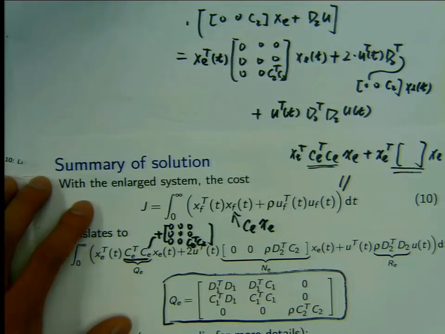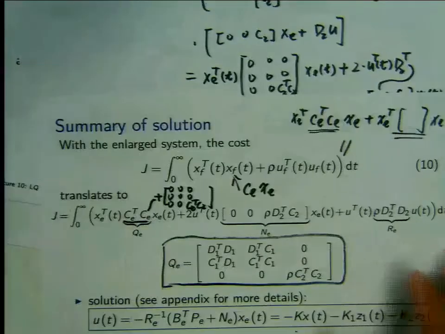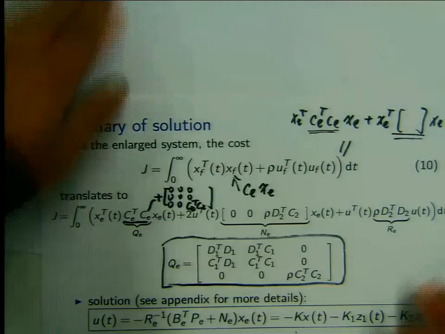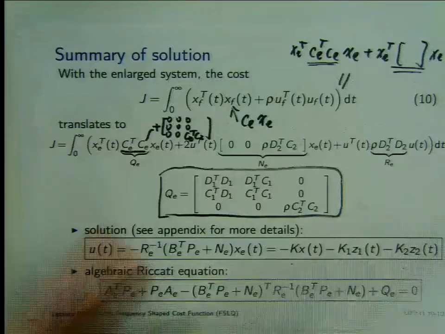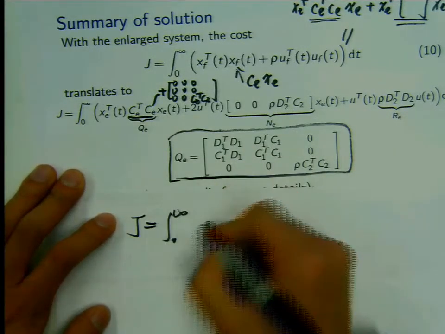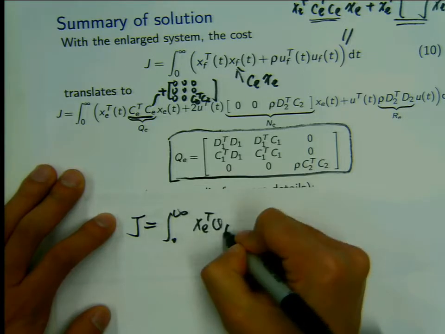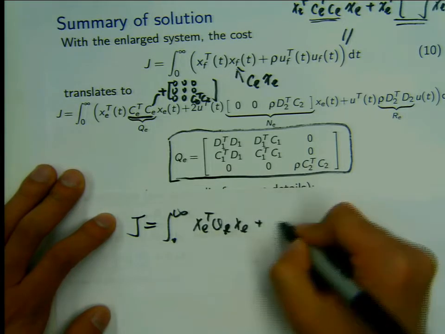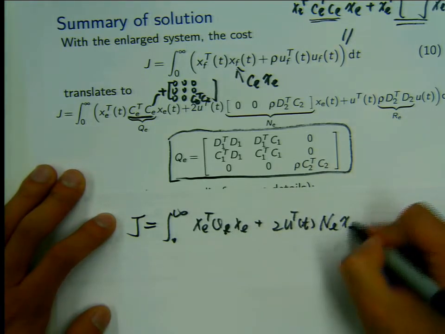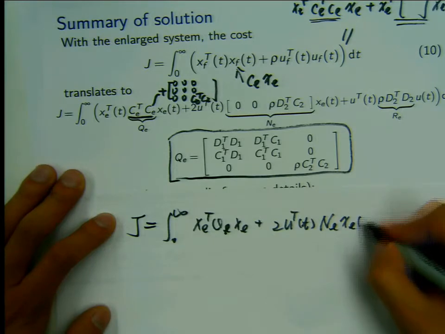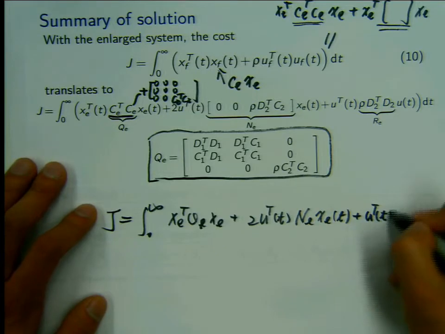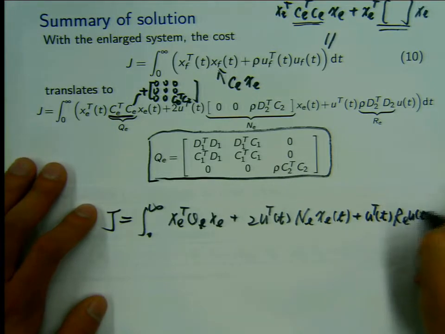Okay? So now we have a general expression of the LQ problem. You see, the general expression of this LQ looks like the integral from 0 to infinity of XE transpose QE XE plus 2U transpose T NE XE plus U transpose T RE UT.